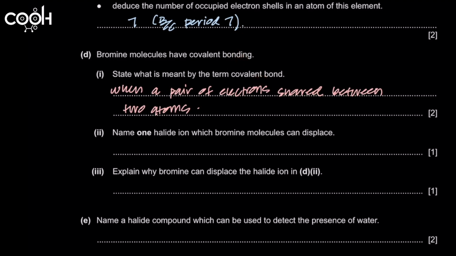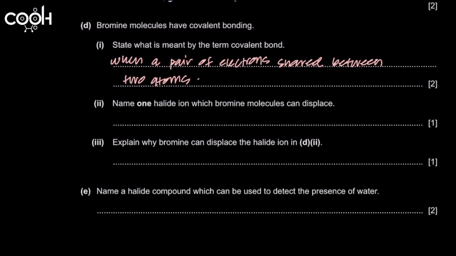Great. So now it says name one halide ion which bromine molecules can displace. Now which halide ion will bromine molecules displace? Obviously bromine molecules will displace those halide ions from elements which are less reactive. So bromine will displace iodine, astatine, tennessine. Why? Because bromine is more reactive than iodine, tennessine or astatine. That's why it can displace it.